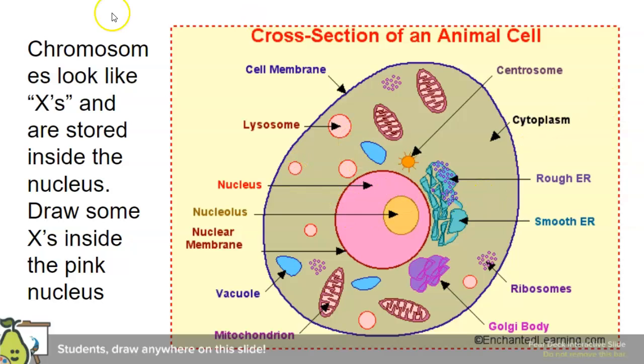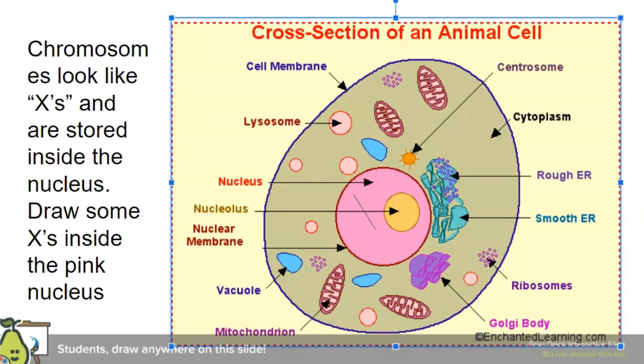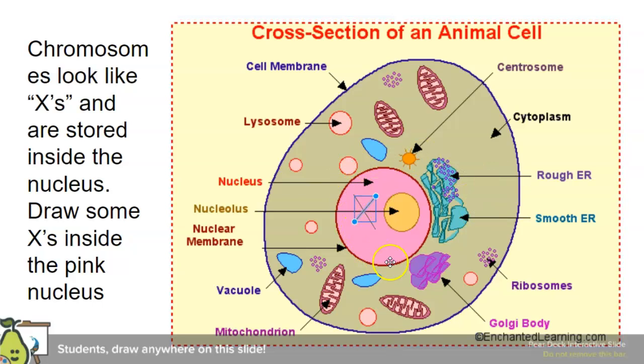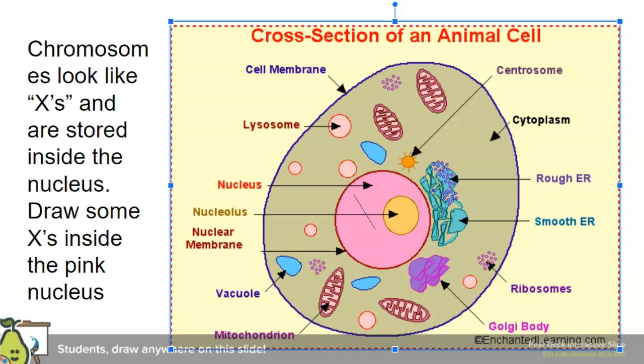So normally when I do this in class, I have the students go ahead and draw some X's inside the nucleus because chromosomes look like X's, okay? So I'll go ahead and draw some here, okay? So here's an X, right? This is our nucleus, the pink guy right here, and then the chromosomes are inside of it.